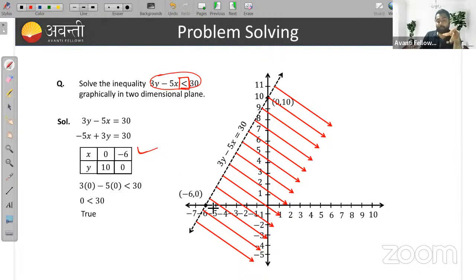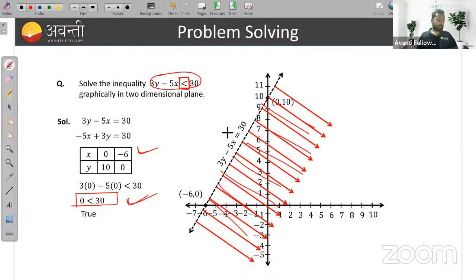Okay. And put the point origin. Origin को satisfy कराओ. क्या मिल रहा है तुम्हें? After putting the point (0, 0) in the given inequality, we are getting 0 is less than 30, which is true. It is true, right? That means the origin. What is the solution region? The plane contains origin. ओरिजिन जिस साइड में होगा वो साइड मेरा सॉल्यूशन रीजन हो जाएगा.